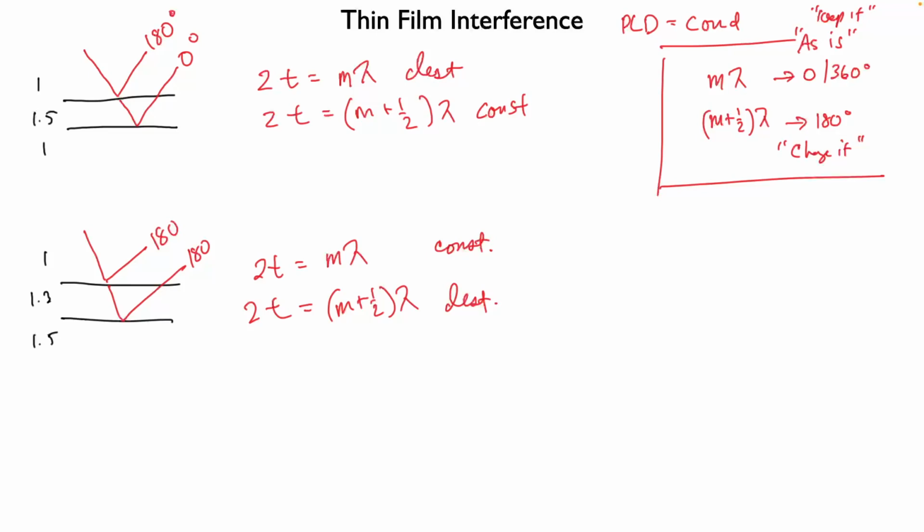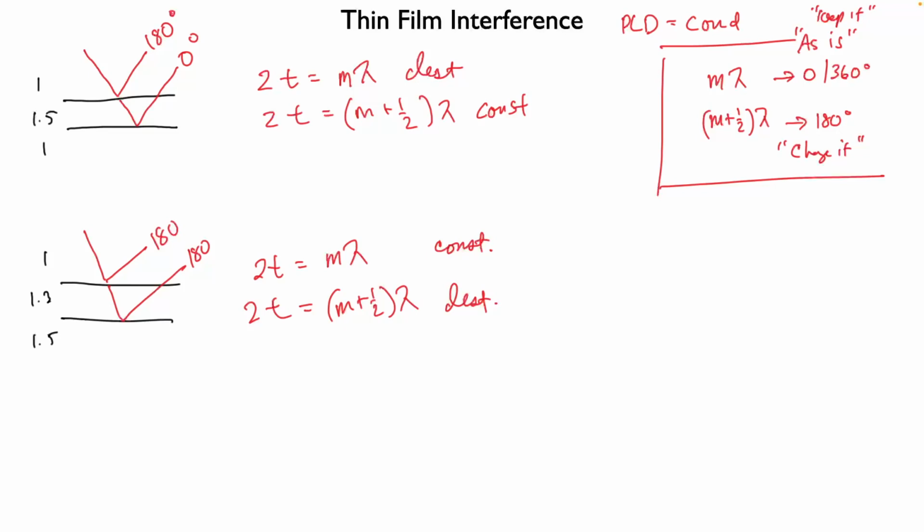Okay? So you can step back a little bit and say, okay, m lambda means I'm not changing anything. I already know they're 180, 180. It's going to be constructive. n plus a half means I'm going to change the second one. I'm going to add an additional 180. So now I've got 180 and 360. Okay, that's destructive.